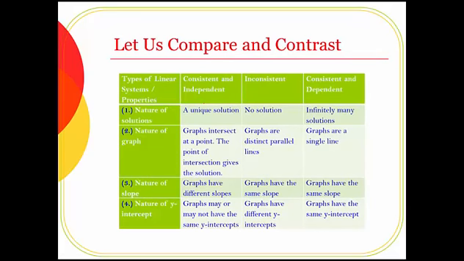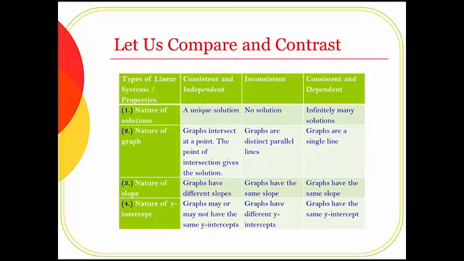Now let us compare and contrast these systems. We have 4 main properties that we shall look at. The first property is the nature of solutions. What is the nature of solutions of these systems? When we look at a consistent and independent system, it has a unique solution. It has only one unique solution.